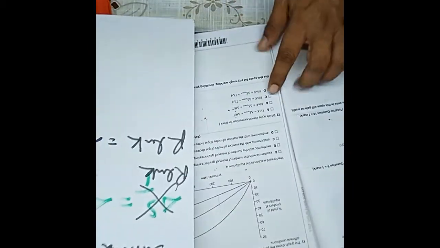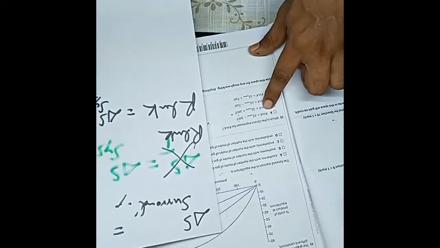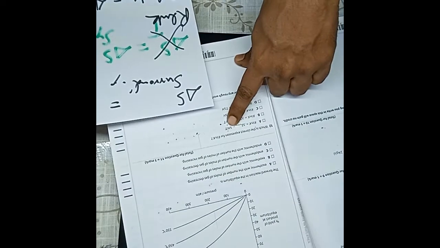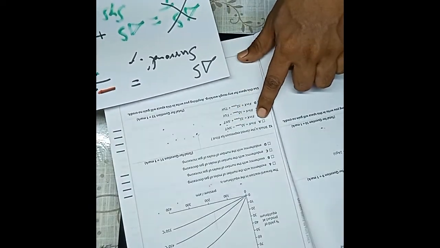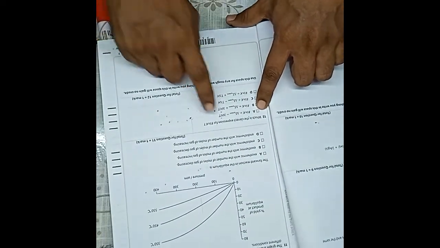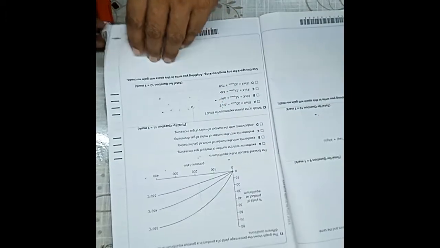Right, then the left side R ln K equals delta S system minus delta H over T. Then the correct answer is A. Then for the 12th one, the correct answer is A. 12A.